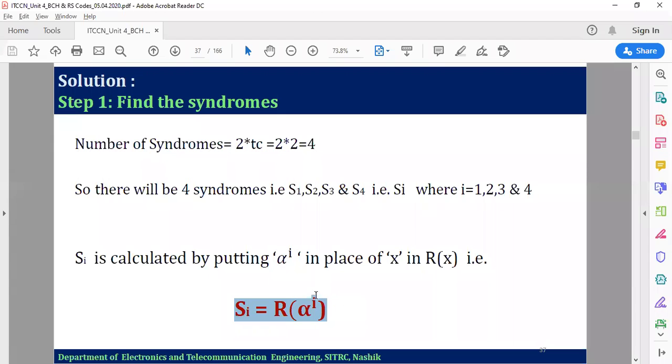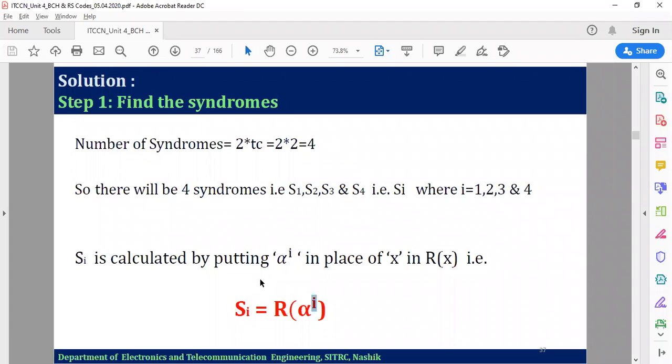Are you getting this point? For S1, that means my value of I is 1. So S1 is equal to R in bracket alpha raised to 1. Are you done with this step, with this slide? Please let me know, because at my end I'm not sure about what you have written. So please let me know if you're done.